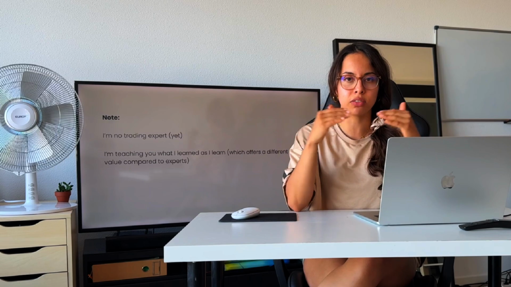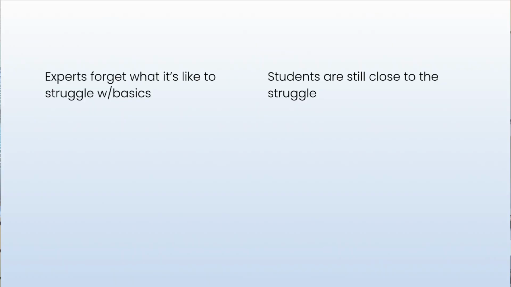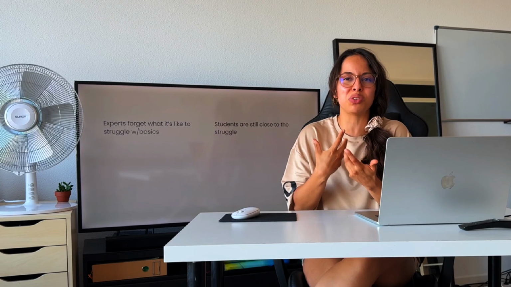It's different. They give you different values because they're completely different approaches. And let me tell you why. When you learn from an expert, the thing that I came across is that experts often forget what it's like to struggle with the basics, which makes total sense because it's such a long time ago that the expert was a beginner. But on the other hand, students or people that are at your level are close to the struggle. We're close to the fire. We're close to the same level of struggle, so we can vibe.